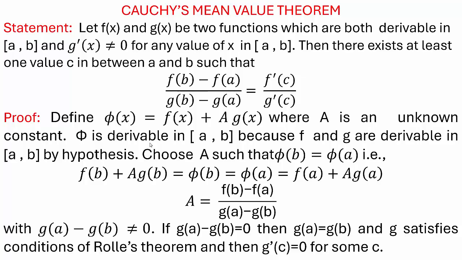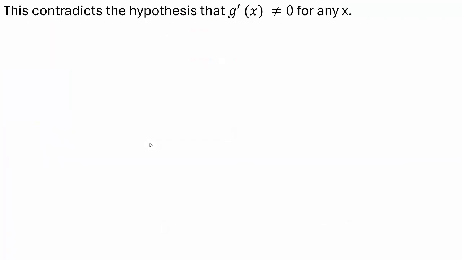What happens if g(a) and g(b) are equal? Then g(a) = g(b) and g'(c) = 0 for some c. This contradicts the hypothesis that g'(x) is not equal to 0 for any x. Thus, g(a) - g(b) is non-zero.